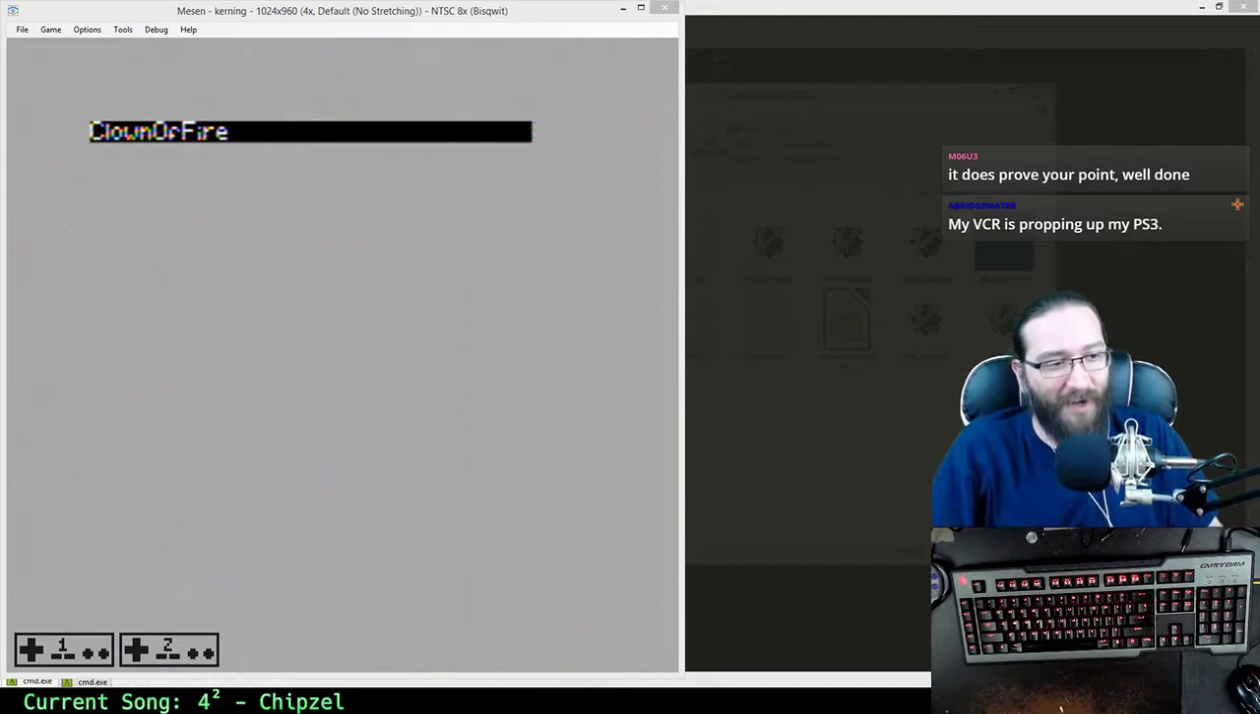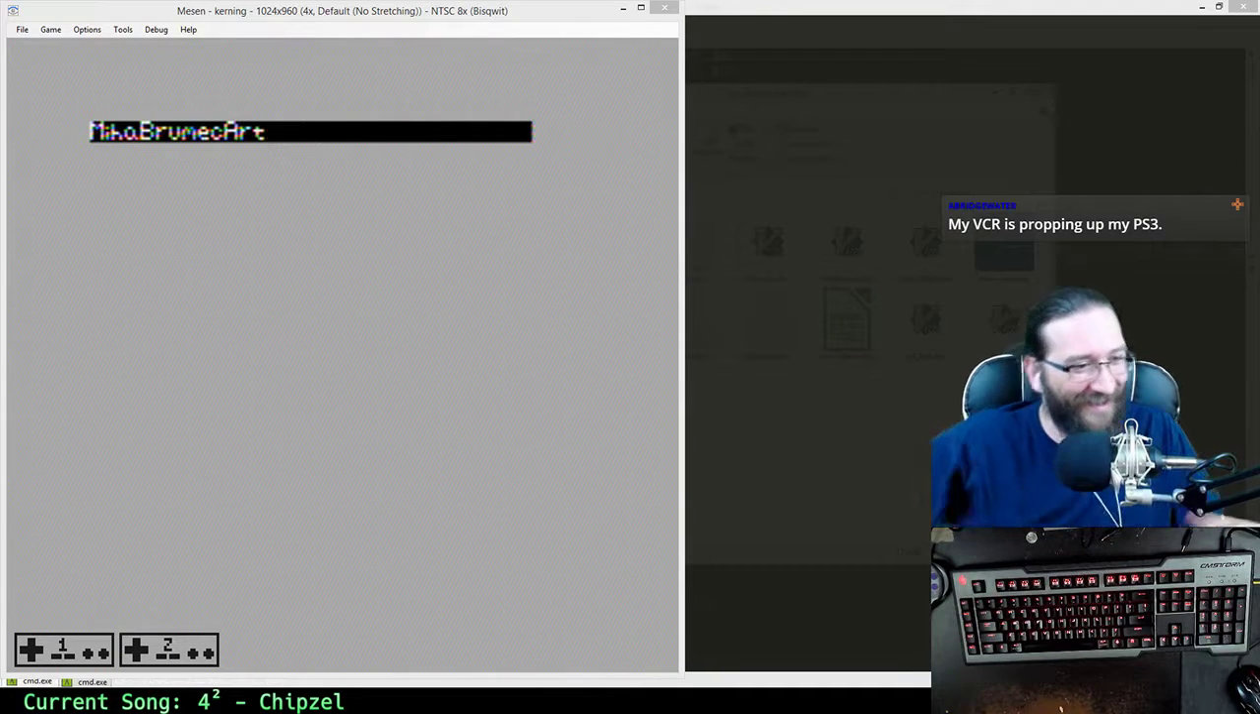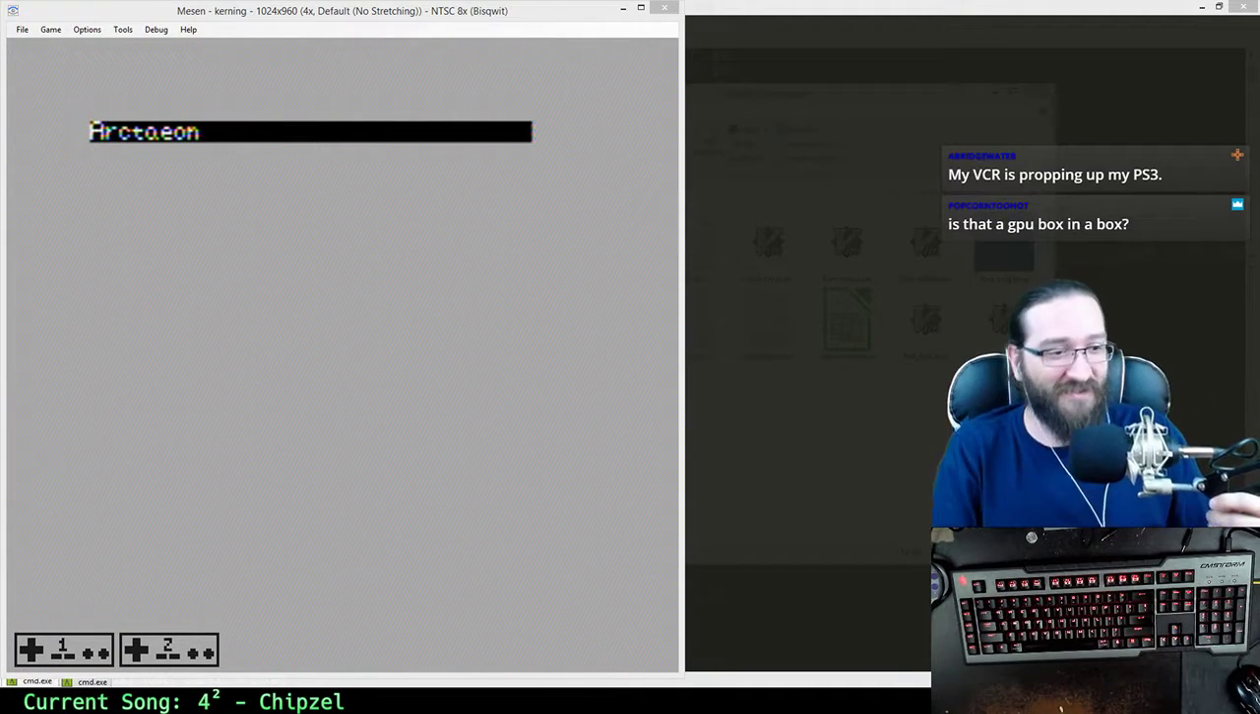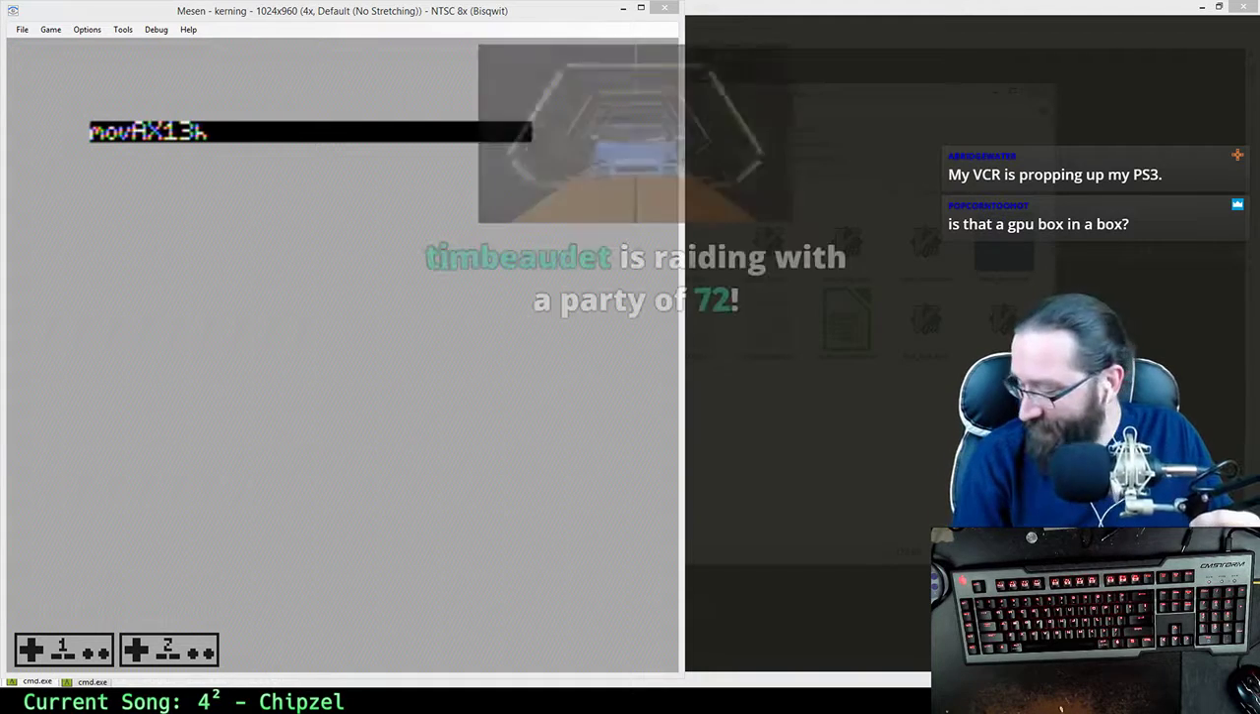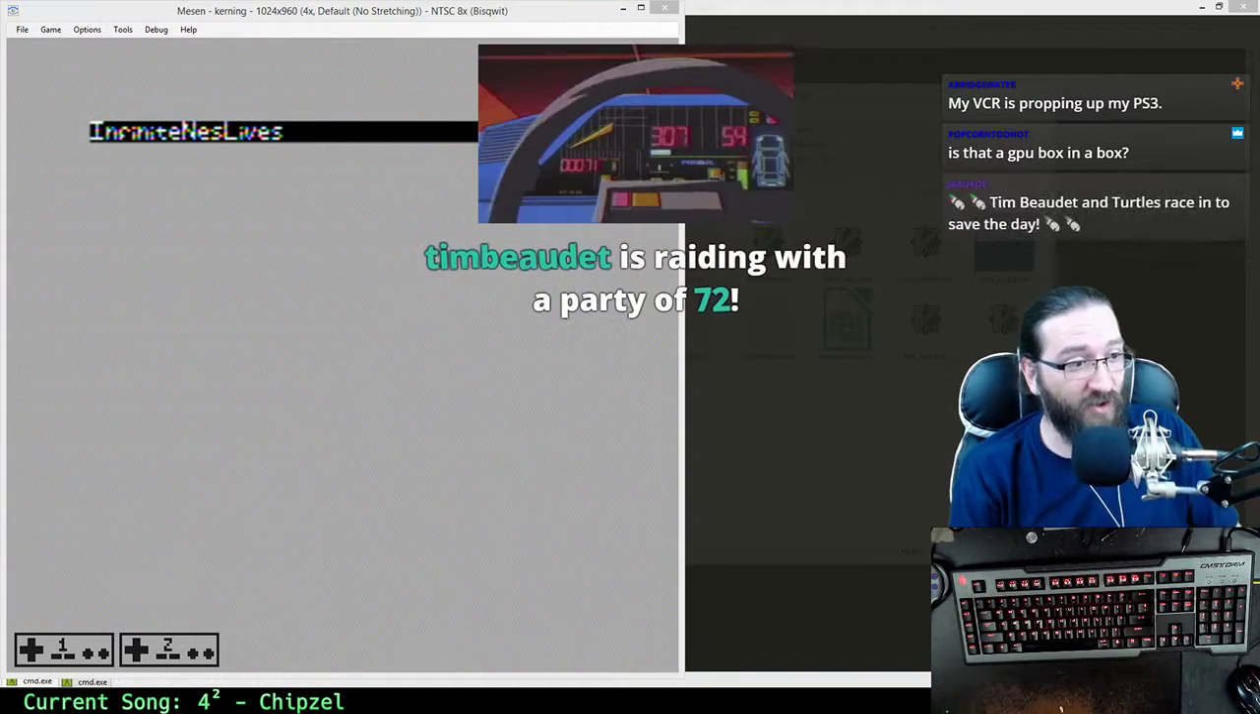My VCR is propping up my PS3. I have a PS3 somewhere, but it doesn't work. Oh shoot! Holy crap!